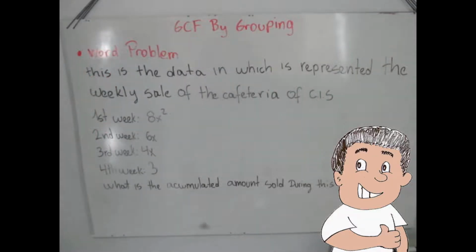Now we are going to do the GCF by grouping word problem. This is the data which represents the weekly sales of the cafeteria of CIS. In the first week is ax to the second power. In the second week is 6x. In the third week is 4x, and in the last, fourth week, is only 3. Then we need to find what is the accumulated amount sold during these 4 weeks.